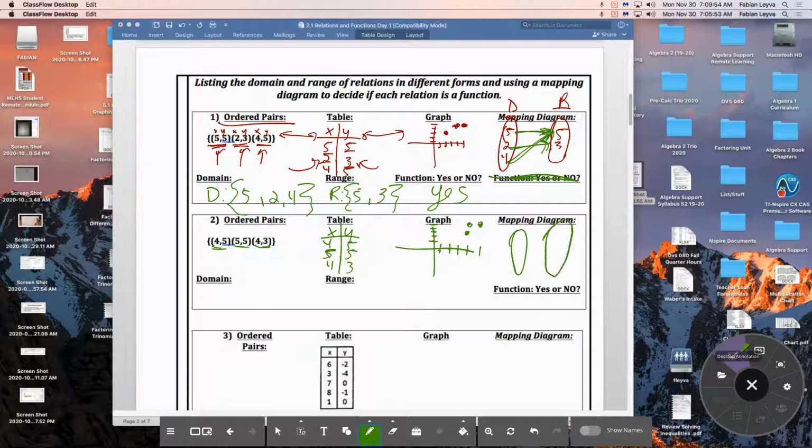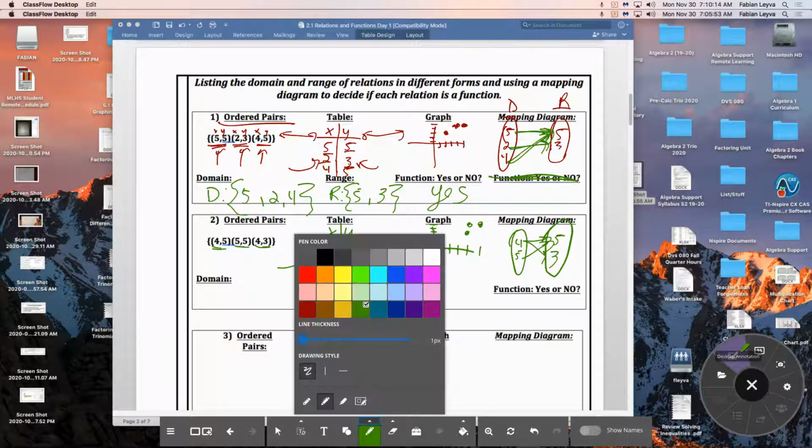Now let me go ahead and do my mapping diagram. I always like to look at my table because my x's and y's are a little more isolated there. So notice I have a 4, 5, and a 4. So pretty much I only have 4 and 5. For my y's, I have a 5 and a 3. And now I have to do the mapping. 4 is in relationship with 5. 5 is in relationship with 5. 4 is in relationship with 3.